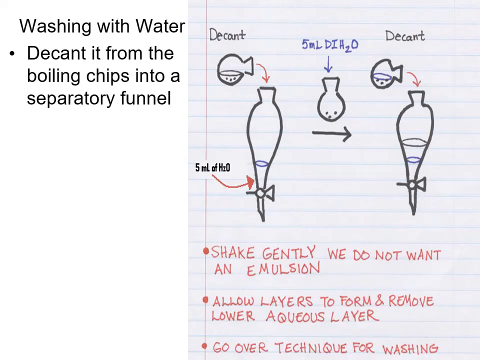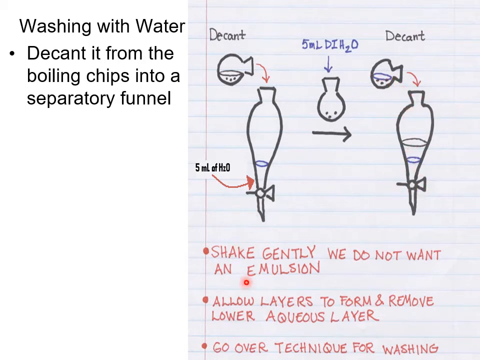The next step is to transfer your products, right? So you would take your round bottom flask, decant it from the boiling chips. You don't want to add the boiling chips into the separatory funnel, and you would add 5 milliliters of deionized water. You would wash the round bottom flask with that water and decant the water into this reaction.